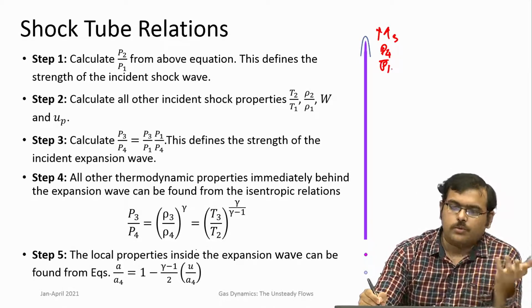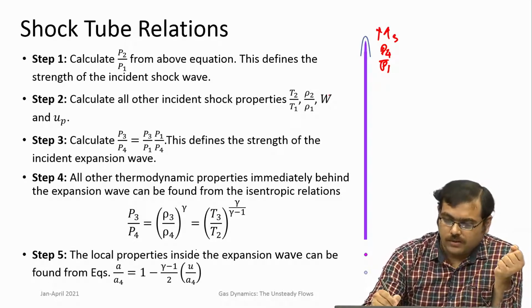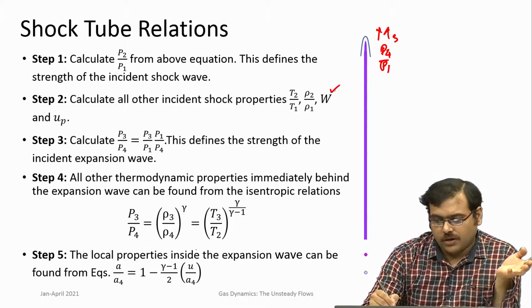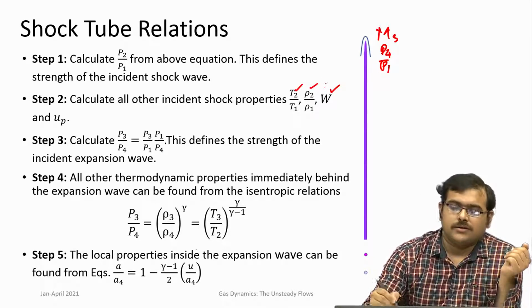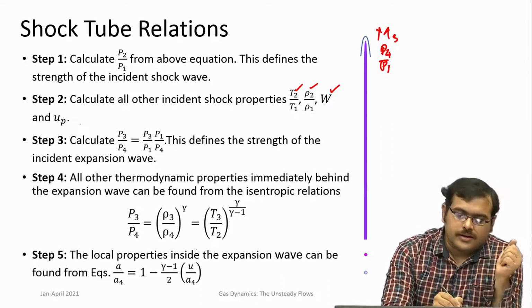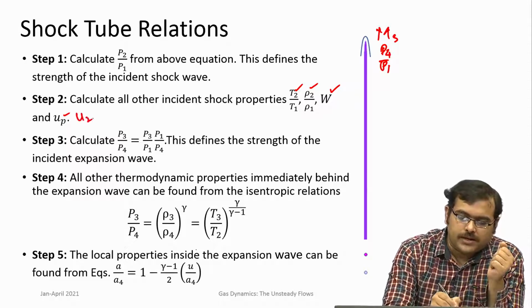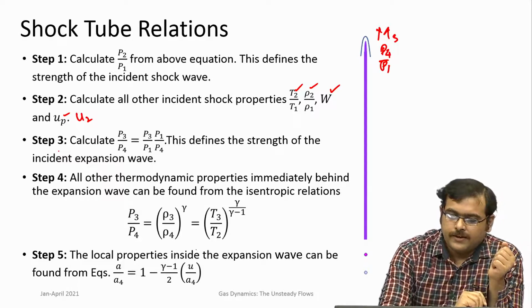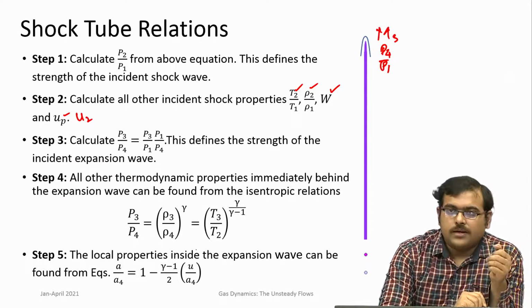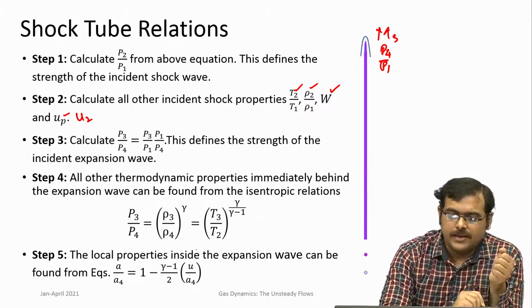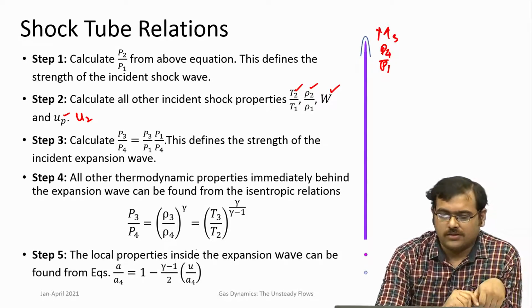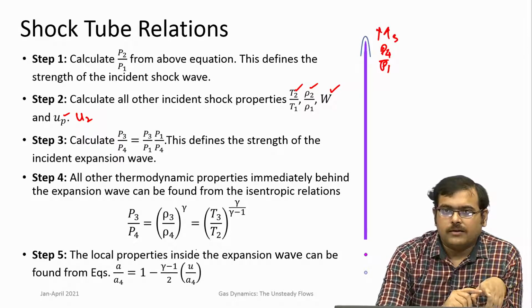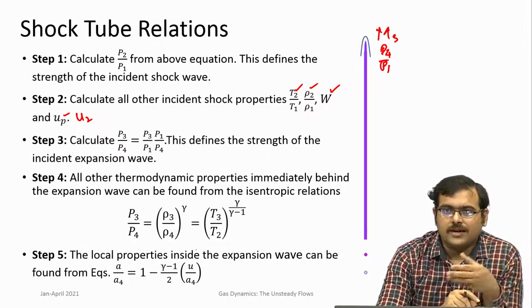P4 by P1. If you know P2 by P1, you also can calculate the speed of the shock, temperature ratio, density ratio, as well as the U2, or contact surface speed, or speed of gas behind it, U2. P3 by P4, P2 and P1, P2 and P3 are the same. So P3 by P4 is the pressure ratio across the expansion fan. Okay, so along the expansion fan the process is isentropic.